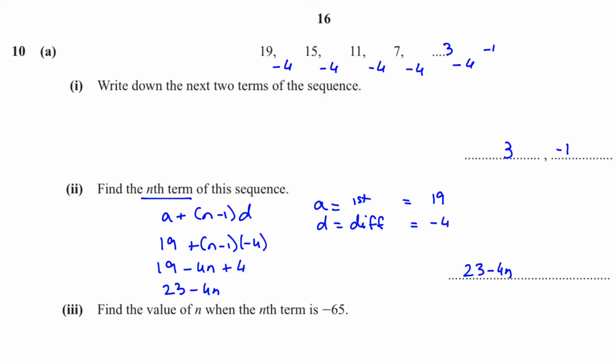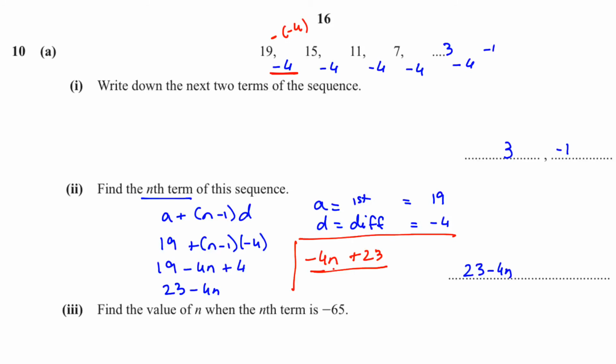There's another shorter way to do it. Whatever your difference is, so our difference is negative 4, we will just start with that. We'll write negative 4n. So whatever your difference is, you put it before n. And then subtract your difference from the first term. So 19 minus negative 4 will give you positive 23. We got the same answer here. It's just that the negative 4n is first.